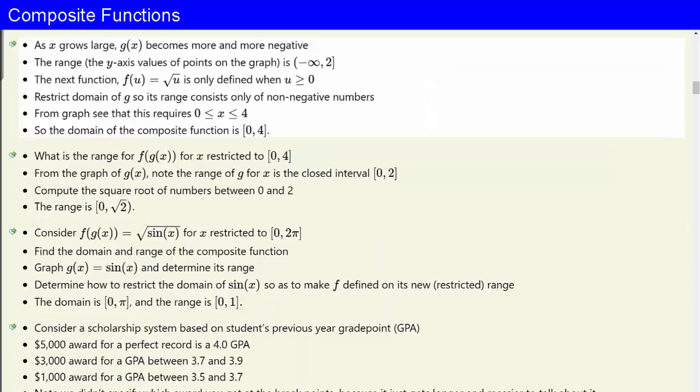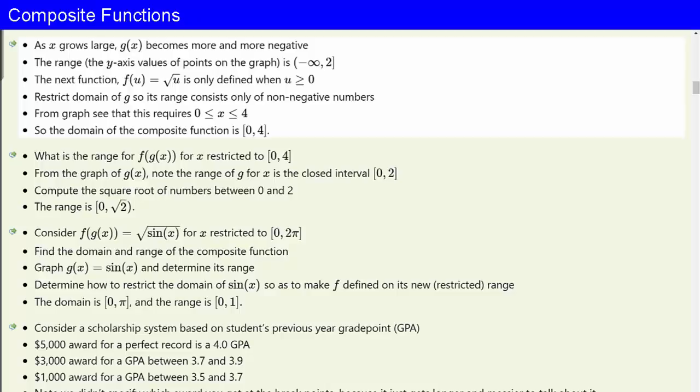We can convince ourselves that as x grows large, g becomes more and more negative, so the range, the y-axis values of points on the graph, is minus infinity to 2. But the next function, f of u equals square root u, is only defined when u is greater than or equal to 0. So we have to restrict the domain of g so its range consists only of non-negative numbers. From the graph, we can see that this requires x to lie between 2 and 4, including the endpoints.